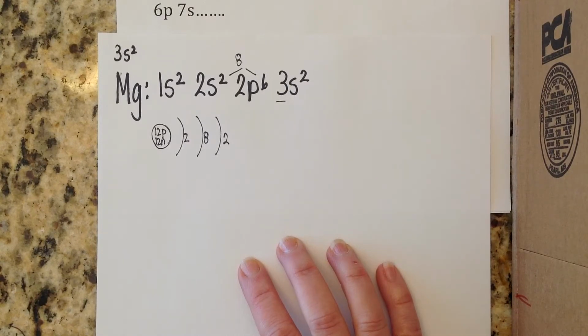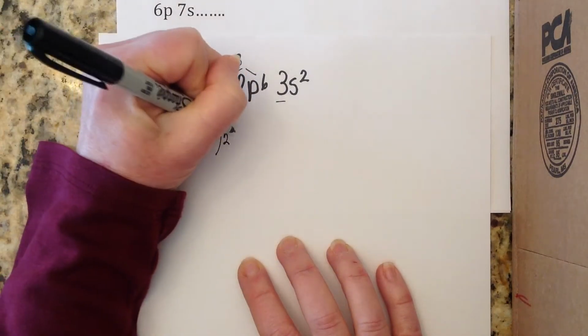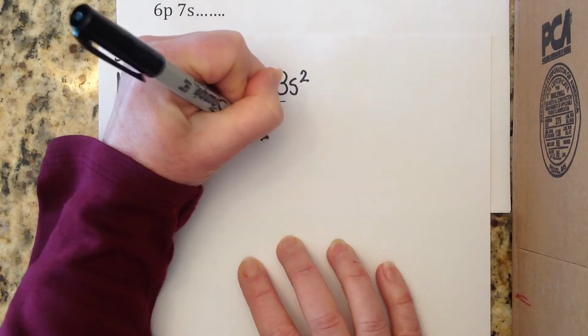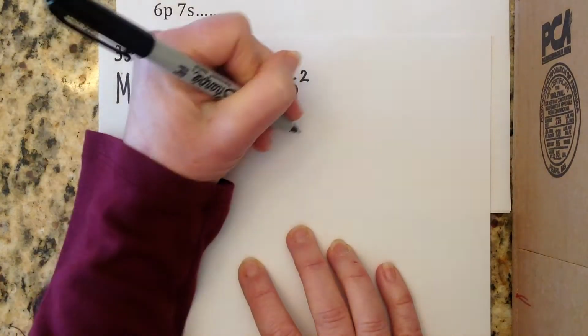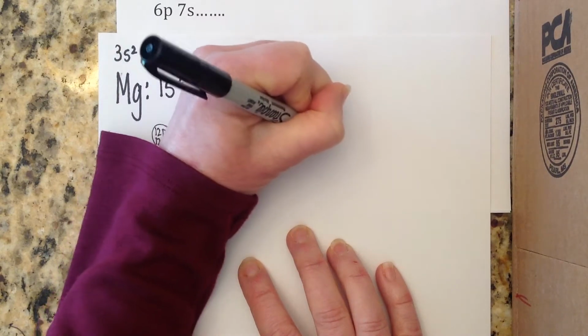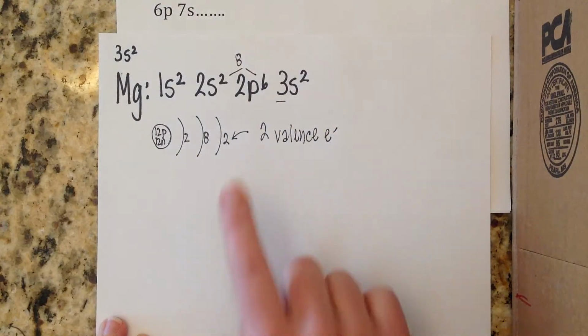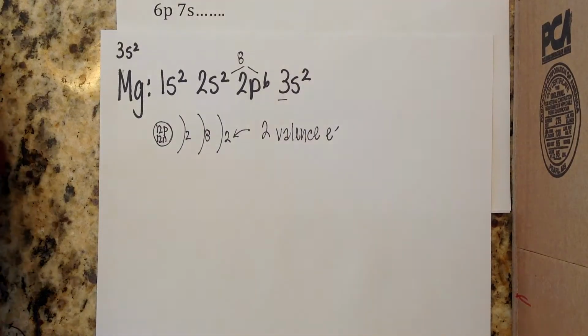Something else I want to point out here that's very important: magnesium has 2 valence electrons. Valence electrons are the outermost electrons that are responsible for bonding. They also help determine the physical and chemical properties of the element. So we have 2 valence electrons. And again, valence electrons are the outermost electrons, so it's really important to know where those are in an atom. All right, let's take a look at another one.